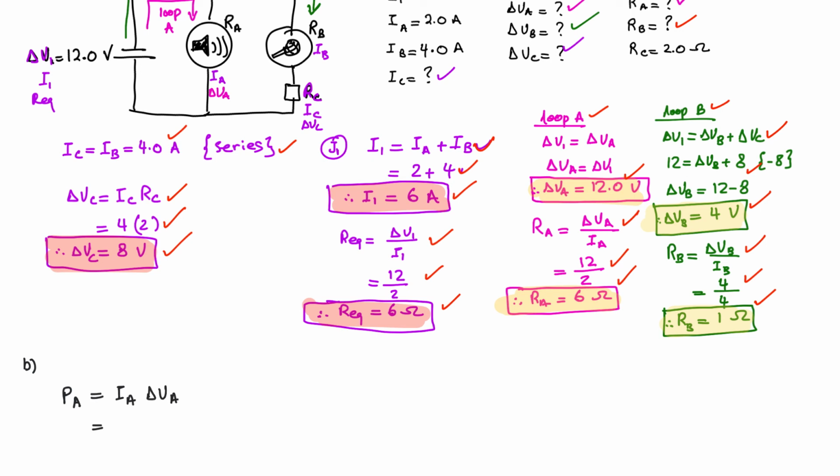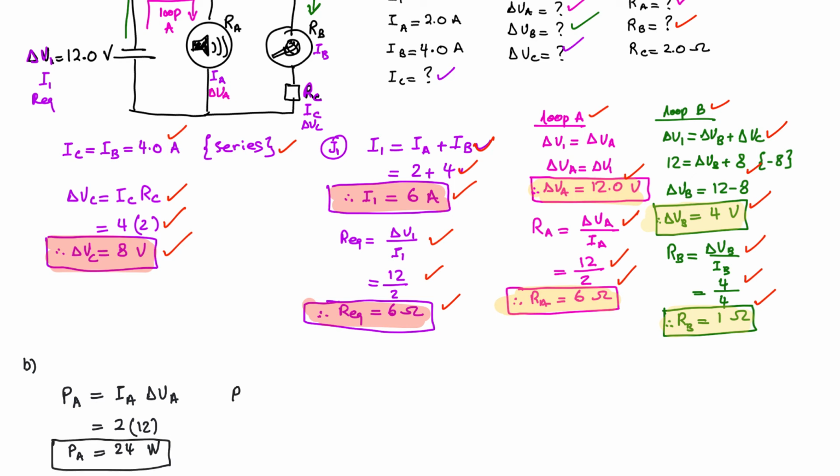The current across A was 2. That was given to me in the beginning. Then the potential difference across A was calculated to be 12, equaling 24 watts. That's power A. I'm going to box my answer, and that's it.